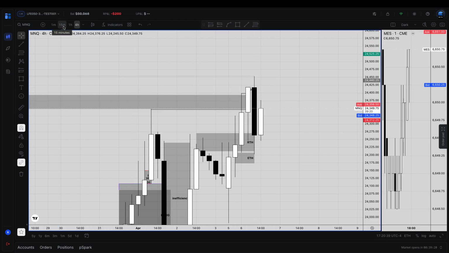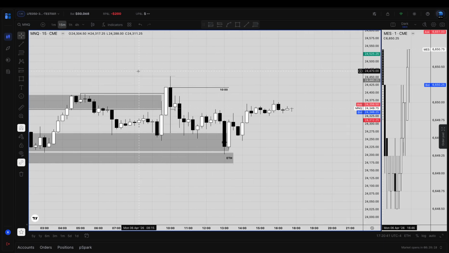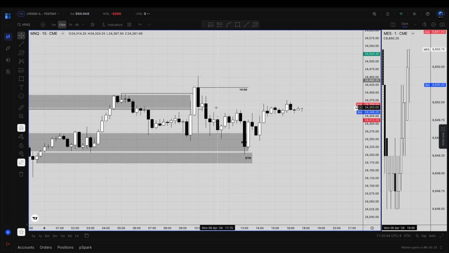So then what should we do after they refill? Keep dropping? Not really, right? Because when it comes to the internal inefficiency, we can expect an inverse price action to go up, and internal to external is a high probability.